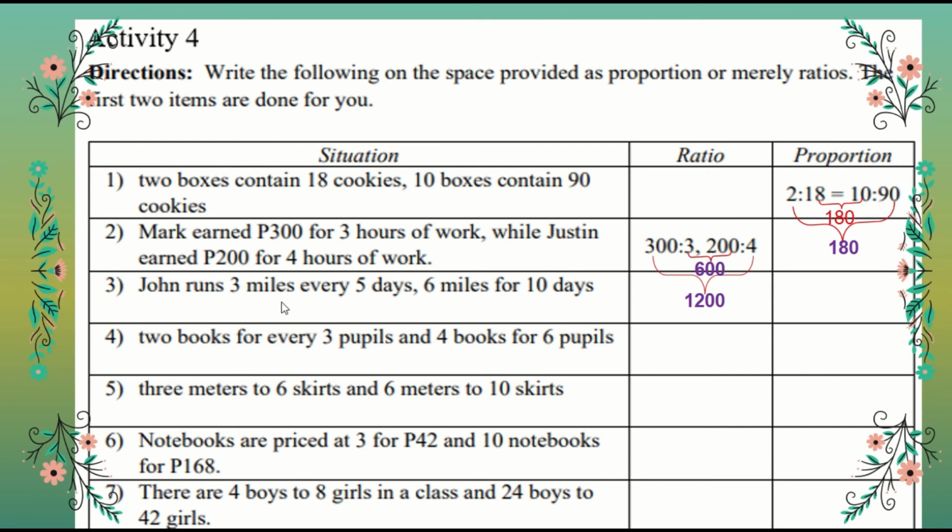Yung number 3, John runs 3 miles every 5 days. 6 miles for 10 days. Saan kaya siya dito? Please take note pag dito nyo inilagay sa ratio, dapat hindi equal. Ibig sabihin kasi, yung means niya tsaka yung extremes, hindi. Or baka naman dito siya. Pag minultiply ba yung means, ano yung lilitaw? Kapag pareho yung means at tsaka yung extremes, dito siya talaga isusulat. Pero pag hindi, sa kabila. Okay.